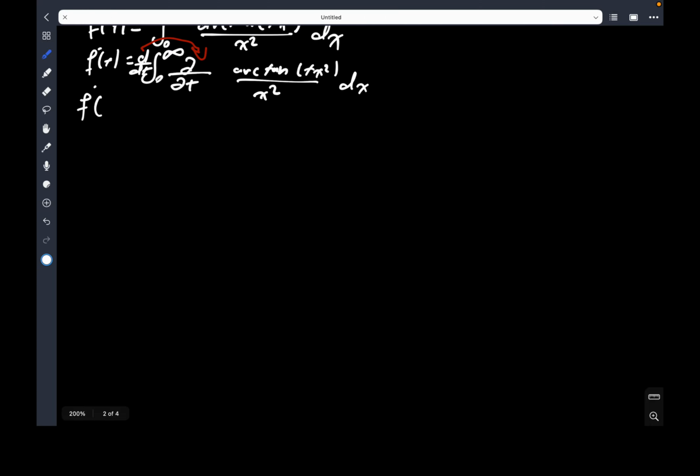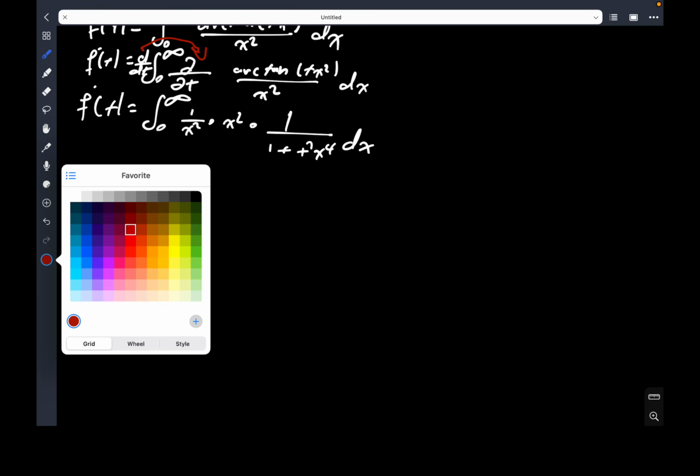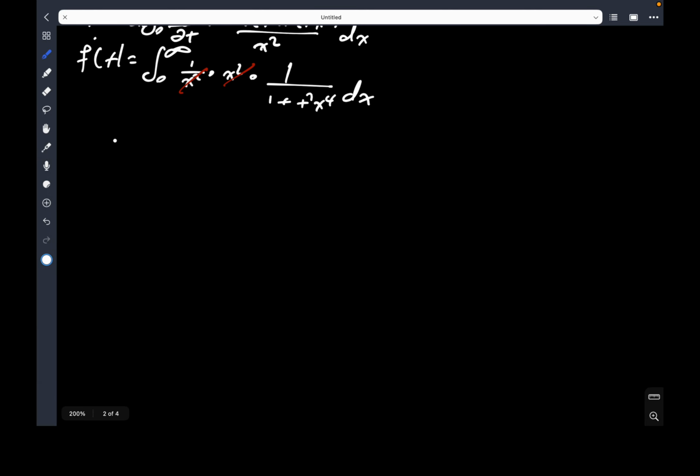Now my f prime of t is going to be the integral from 0 to infinity of 1 over x squared times x squared, if I do the chain rule, and 1 over 1 plus t squared x to the power of 4 dx. Now I'm going to cancel out these two, and my f prime of t is going to become the integral from 0 to infinity of 1 over 1 plus t squared x to the 4 dx.